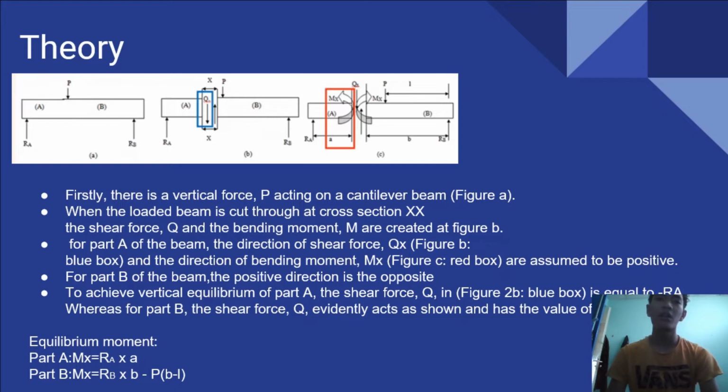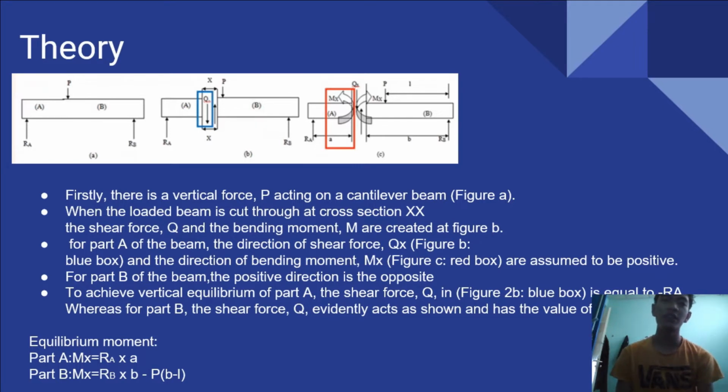Okay, for part A of the beam, the direction of shear force as in figure B in the blue box and the direction of bending moment in figure C in the red box are assumed to be positive. For part B of the beam, the positive direction is the opposite. To achieve vertical equilibrium of part A, the shear force in the figure 2 blue box is equal to negative RA, whereas for part B, the shear force Q evidently acts as shown and has a positive value.